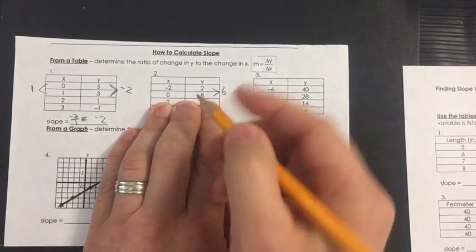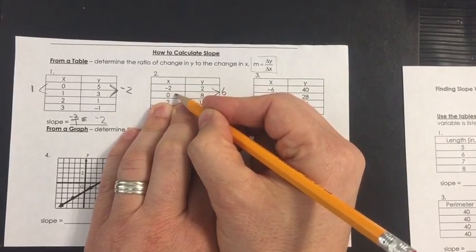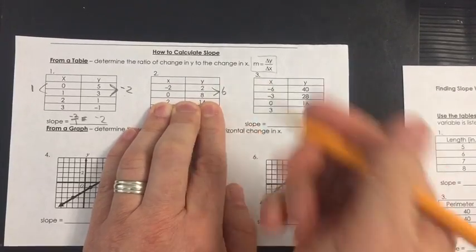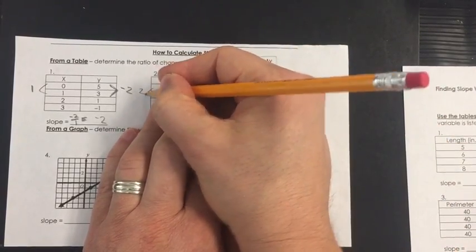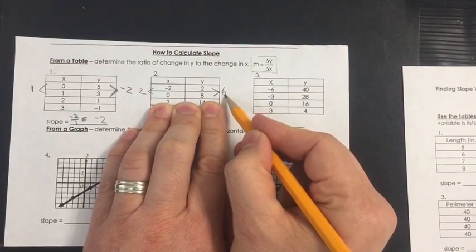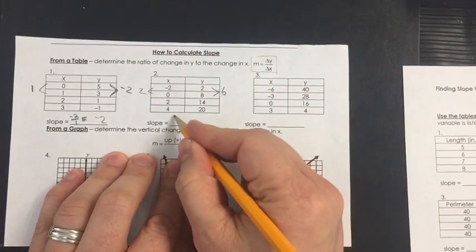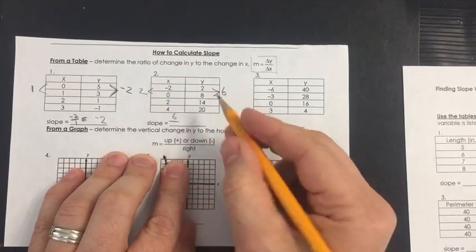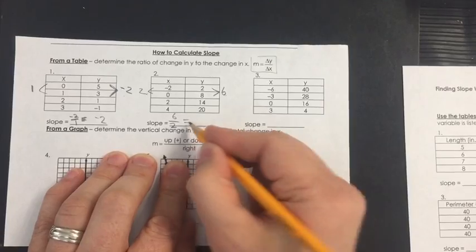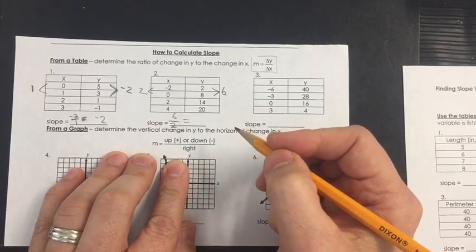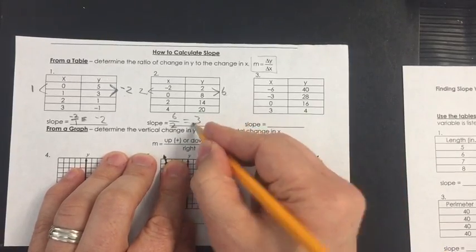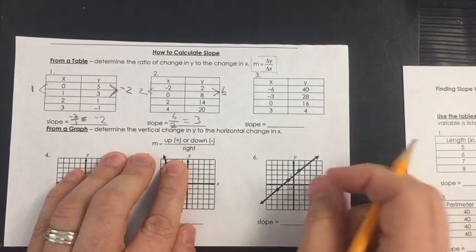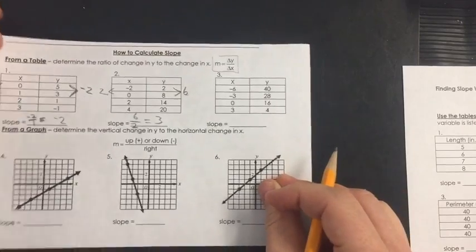And now here, from negative 2 to 0, I'm also going up. Negative 2 to negative 1 to 0 is actually going up 2. So my top number is my change in y, that's 6. My bottom number is my 2, that's my change in x. What is 6 divided by 2? 3, so you have a slope of 3. Make sense? All right, let's do number 3.